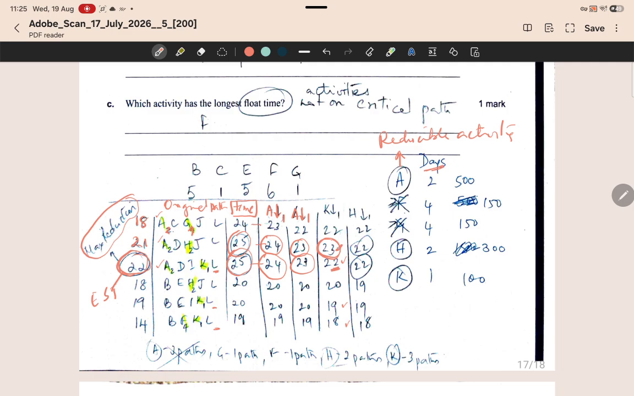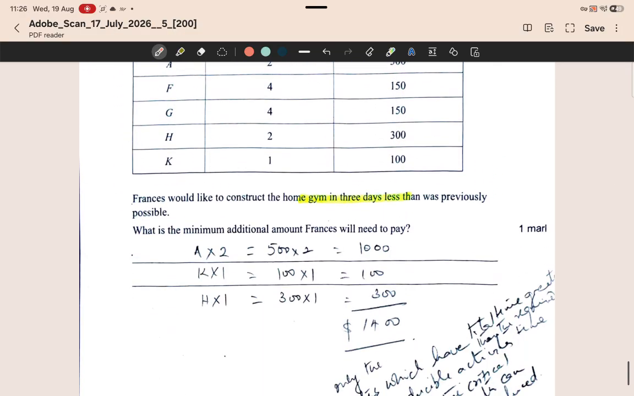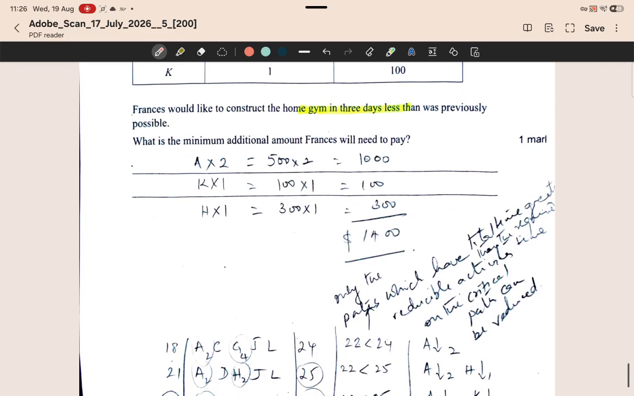And the only path that we can't touch A because we've already reduced it by 2 days, but we can touch H. So we reduce H by 1, and that brings the old critical paths down to 22. And that tells you that you can reduce A by 2 days, K by 1 day, and H by 1 day. And so if you multiply the cost involved in this reduction, it's 1,400, which we got previously.